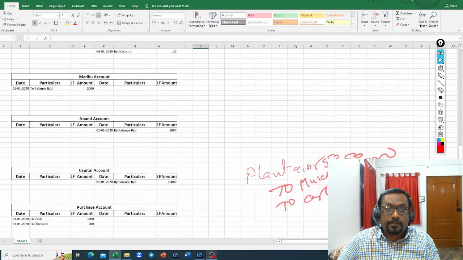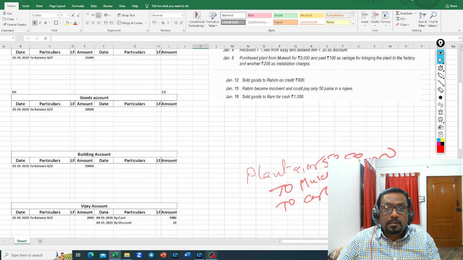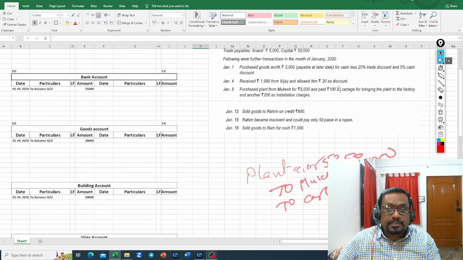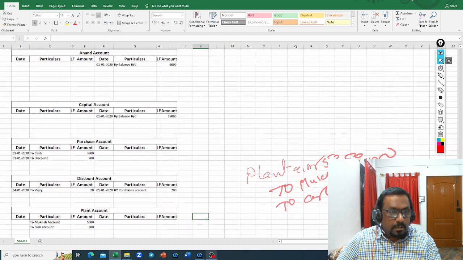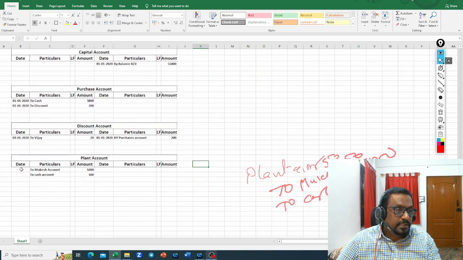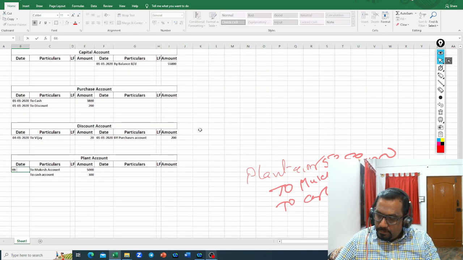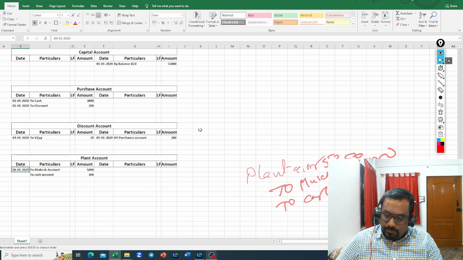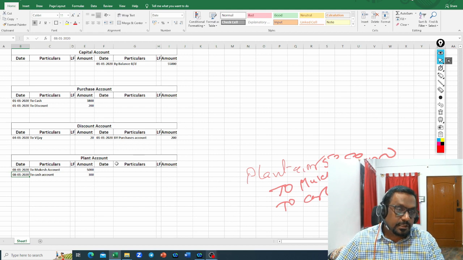Now, plant account, what date did we enter this transaction? I forgot the date. Let me go up and see. Plant account we purchased on January 8th. Go down, January 8th. So 8th January 2020. So copy paste the same thing down. So you got it. Now Mukesh account I am supposed to prepare.